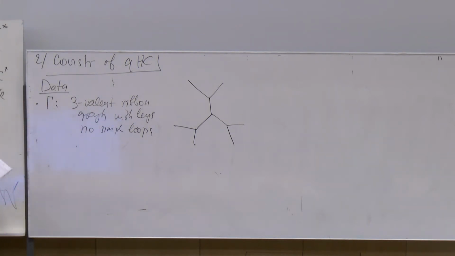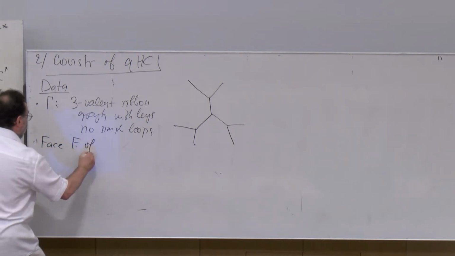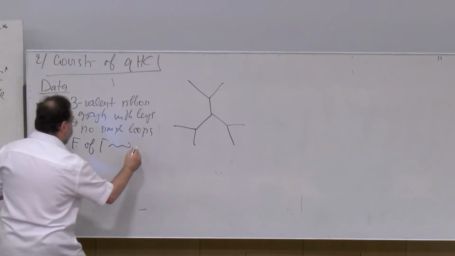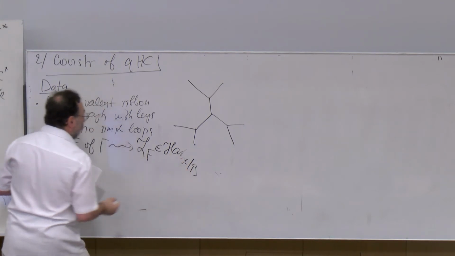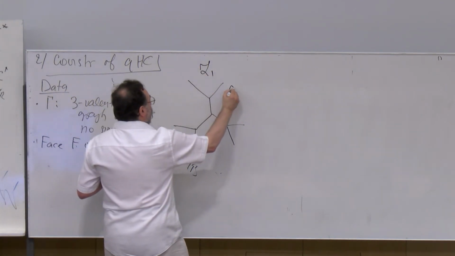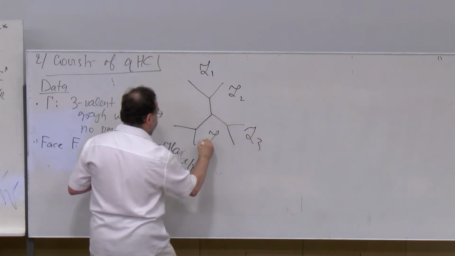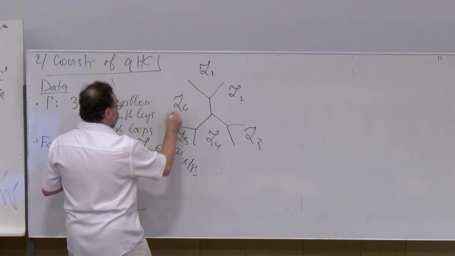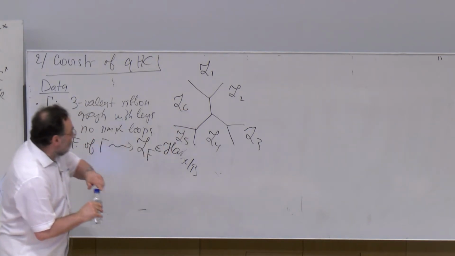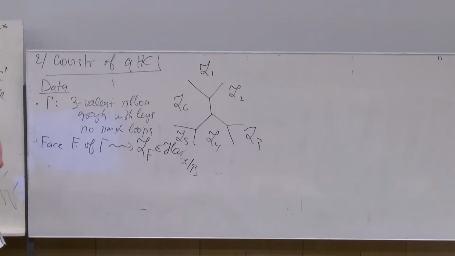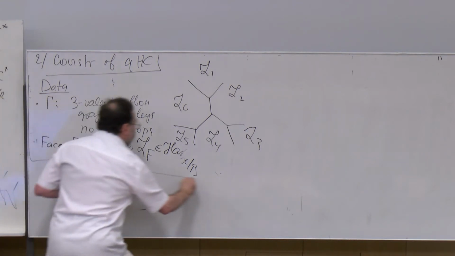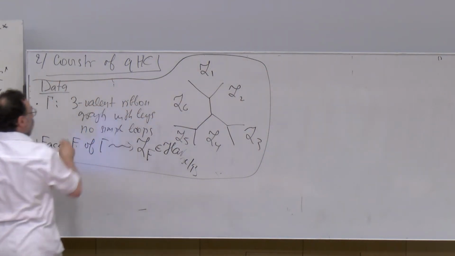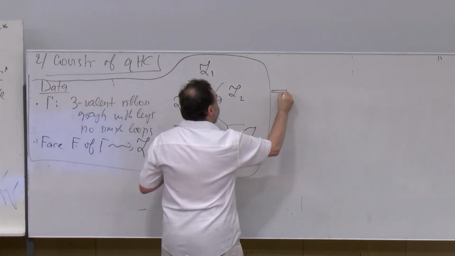And to each face f of gamma, you assign some object of your category, L sub f, which is an object in this category of harmonic bundles on X over B. So for example, you put here objects L1, L2, L3, L4, L5, L6. Now, this data allows you to put more gadgets related to this. So let me list them.